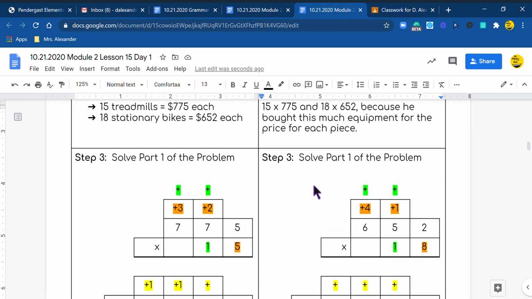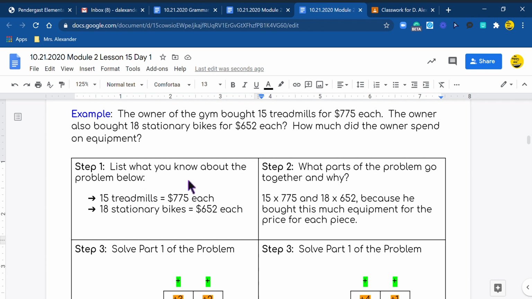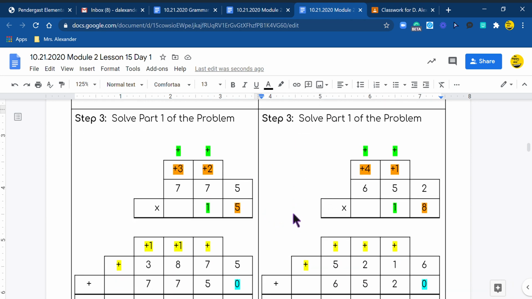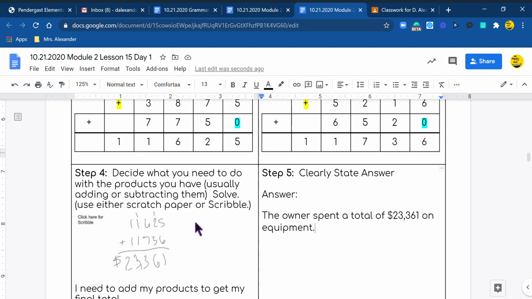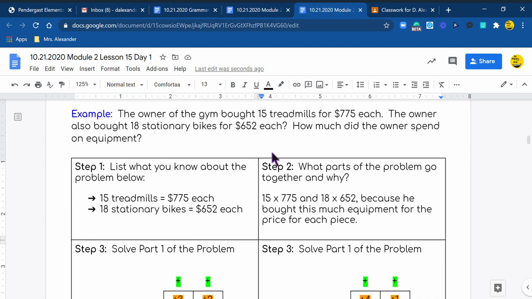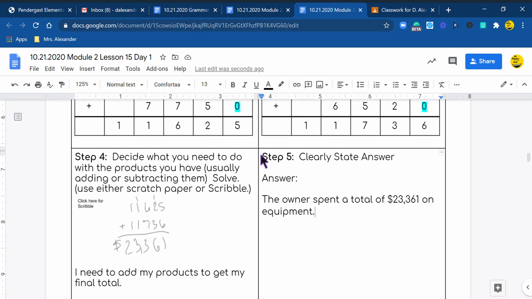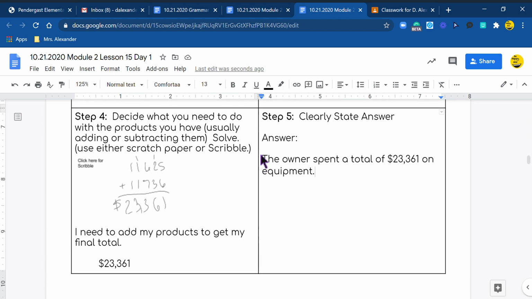We need to first figure out what the information is, what's important, get rid of all the other stuff because it's not important, figure out what we're doing, do our multiplication, and then figure out if we're adding or subtracting. This one, because we're wanting to know how much did the owner spend, meant we needed to figure out how much he had total that he spent. So I hope this helped out.